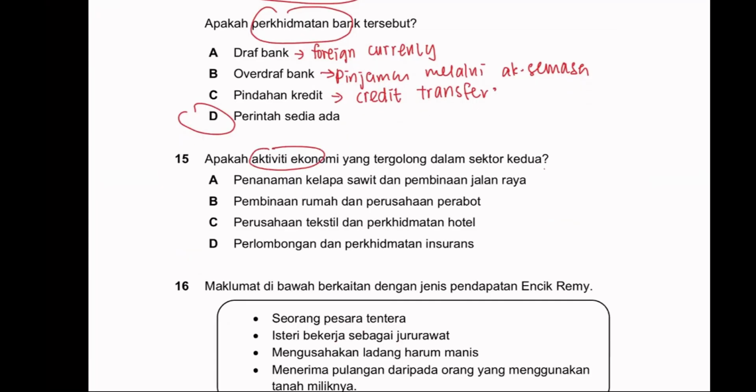Apakah activity kedua? Which one related to sektor kedua? Penanam kelapa sawit, this is sektor utama. Pembinaan sektor kedua. Pembinaan kedua. Pengusaha. Okay, pengusaha perabot. Yep. Pengusaha kedua because it's kilang. Perkhidmatan ketiga. Pelombongan utama. Insurance ketiga. Okay.